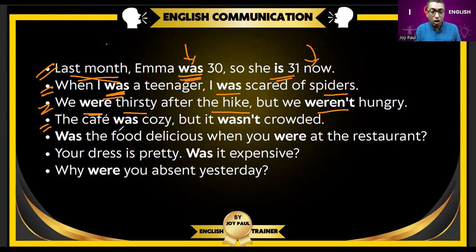The cafe was cozy, but it wasn't crowded. The cafe was cozy. The cafe was beautiful. The cafe was very sweet. The cafe was cozy, but it wasn't crowded. See, that is how to use "was" in past form.